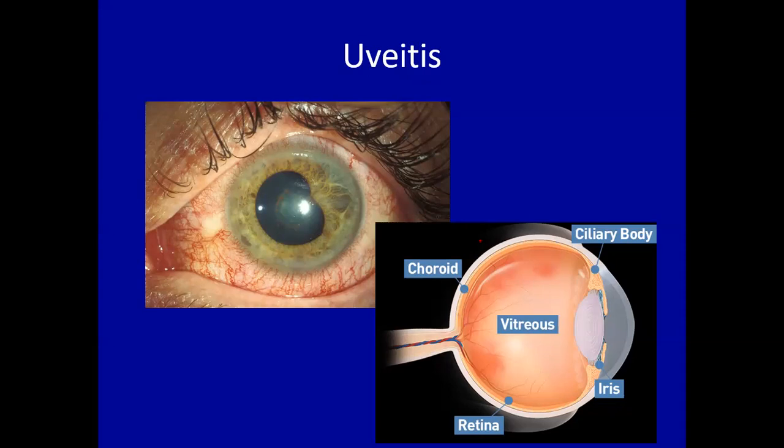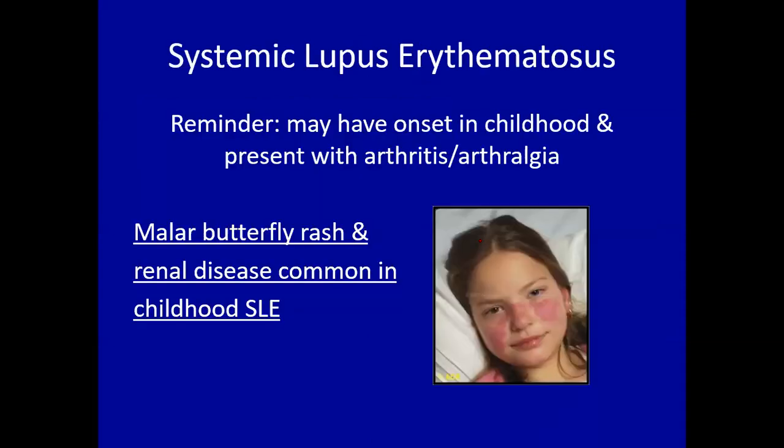The inflammation of that ciliary body causes abnormal pupillary constriction. Systemic lupus erythematosus may have an onset in childhood with arthritis and arthralgia. The hallmark of this is that malar butterfly rash.